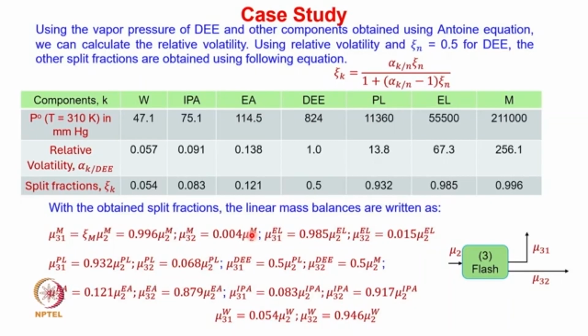In this manner we can calculate the molar flow rate of all the components, starting from methane, ethylene, propylene, diethyl ether, ethyl alcohol, isopropyl alcohol, and water. All these streams we can calculate both in the vapor phase as well as in the liquid phase.